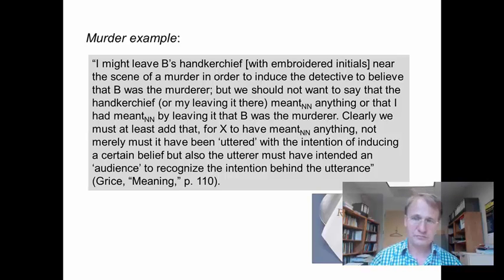End of quotation. So it's not enough that you, that is the speaker or agent, intends the audience, in this case the detective, to form a certain belief, but for non-natural meaning it is also important that you, the speaker or agent, intend the audience to pick up on your intention. And the detective finding the handkerchief at the murder scene may not pick up on the intention of the agent, because the detective may think that it was an accident that the handkerchief was left at the scene. So that's why Grice thinks leaving the handkerchief at the murder scene doesn't have non-natural meaning.